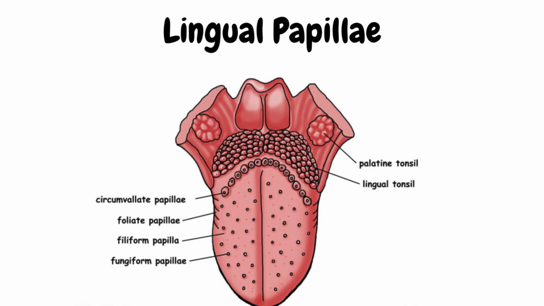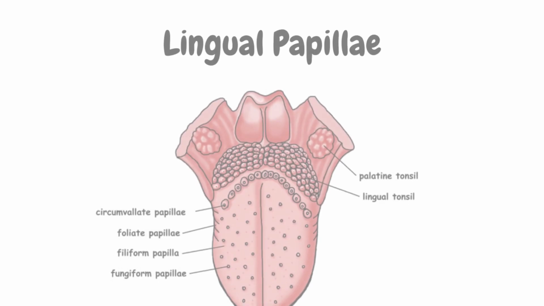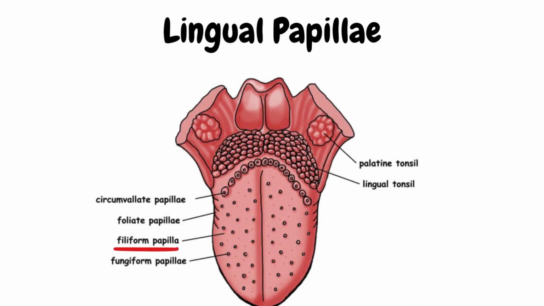The tongue's surface is covered with small structures called lingual papillae, which house the taste buds. There are four types of lingual papillae: filiform, fungiform, circumvallate, and foliate. Each type has a distinct shape and location on the tongue. Filiform papillae are the most numerous and cover the dorsal surface of the tongue. They give the tongue its rough texture and do not contain taste buds. These papillae play a role in enhancing the tongue's sense of touch and assist in manipulating food.